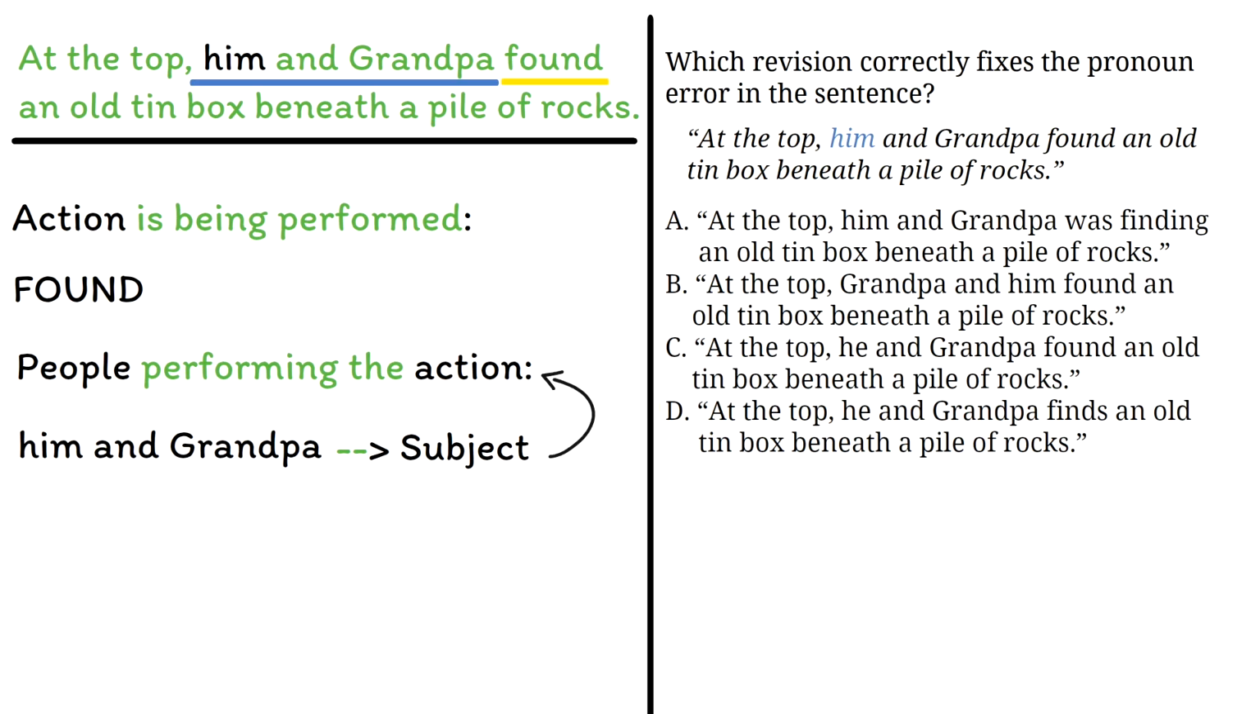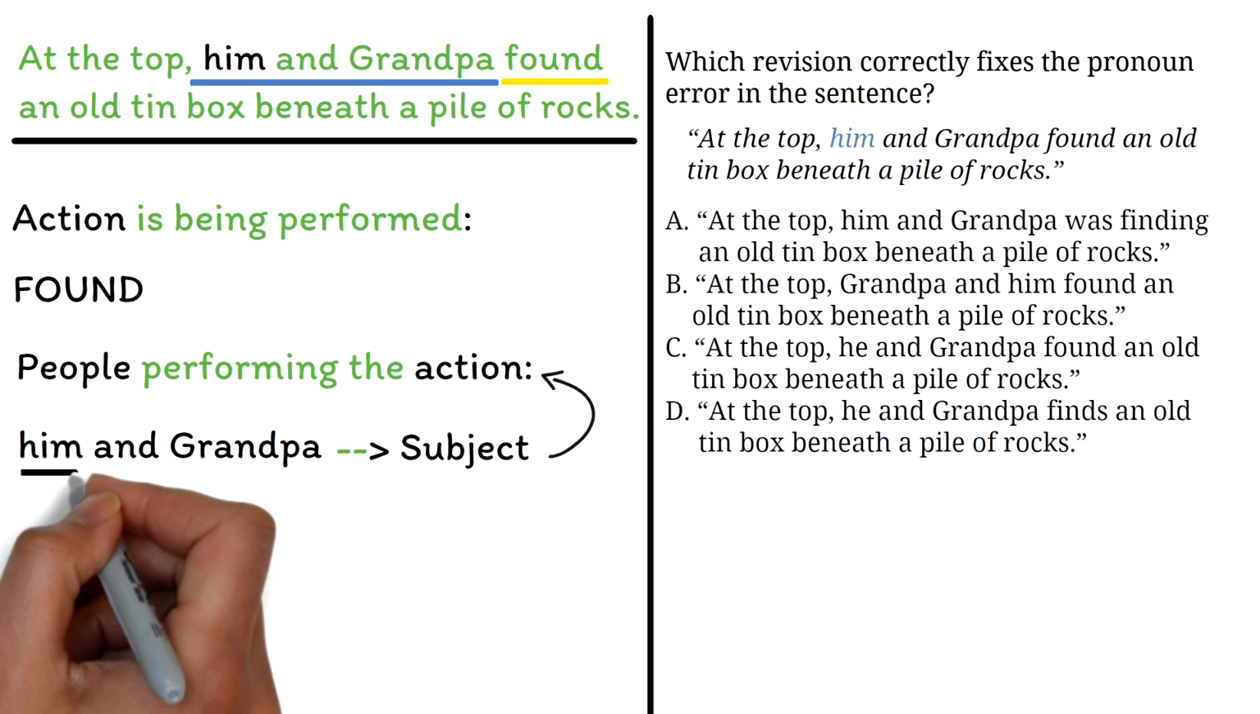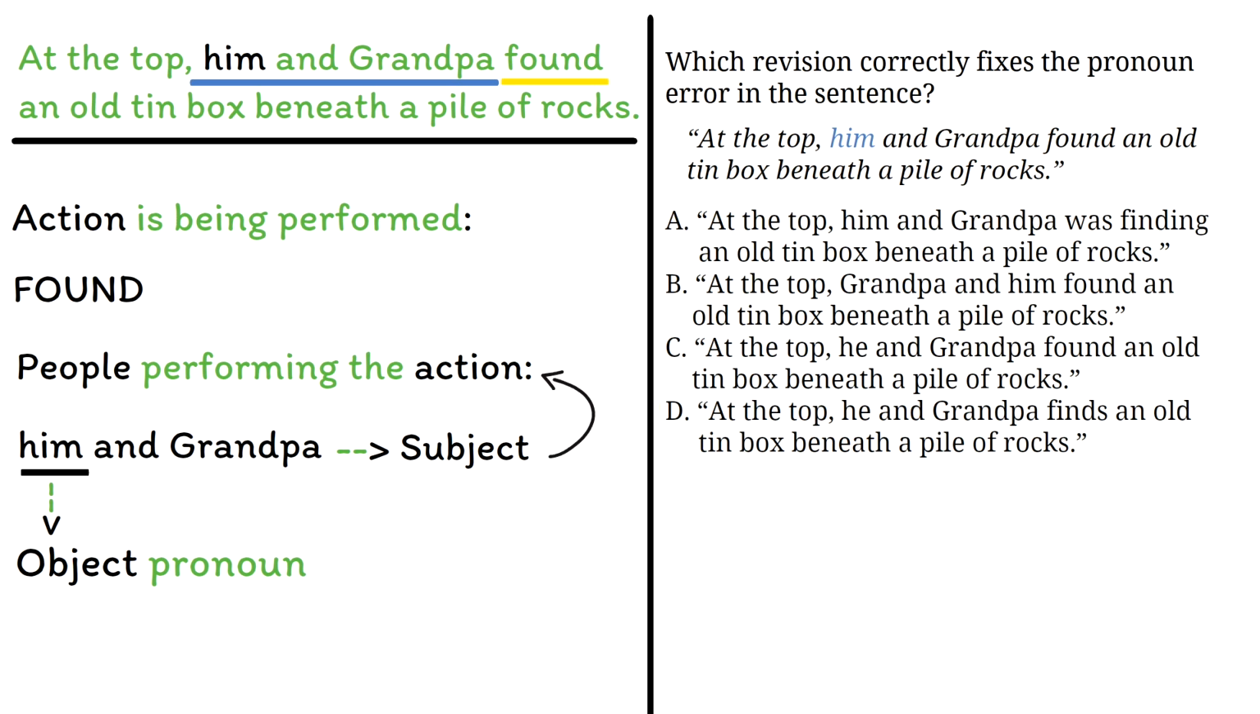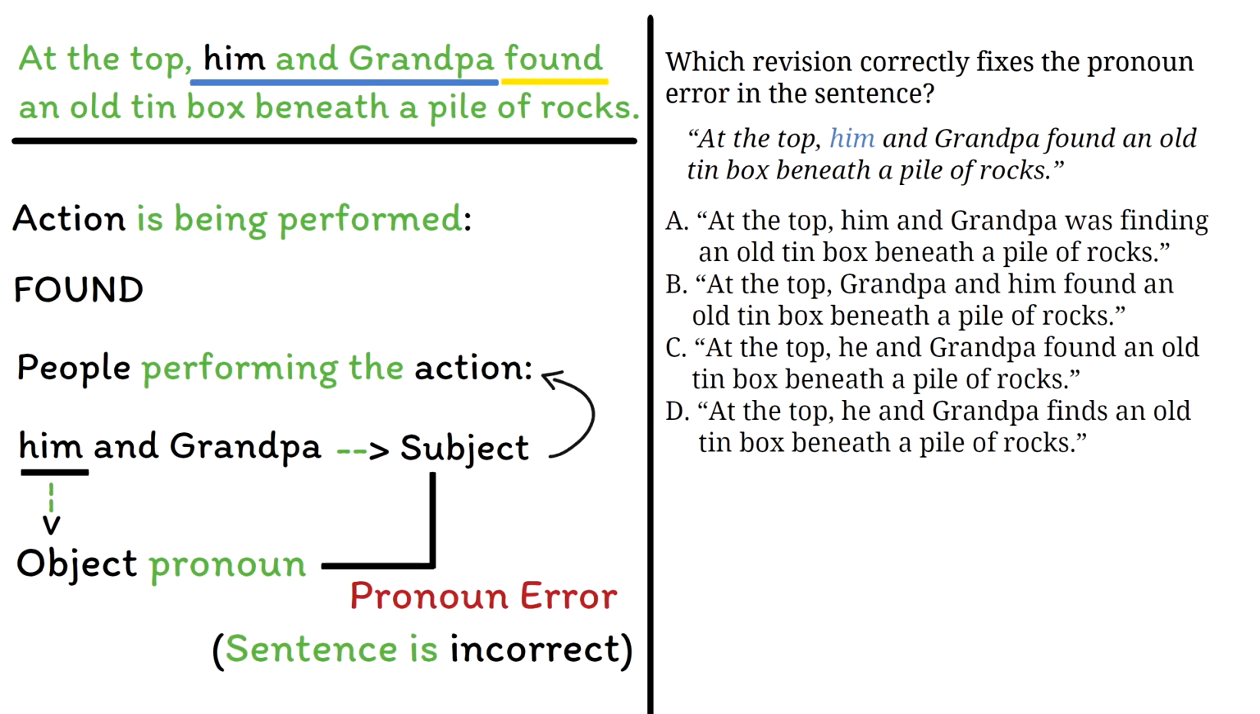However, there is a problem. The word him is an object pronoun, which is used for someone receiving an action, not doing it. And yet, in this sentence, him is being used as part of the subject. This is a pronoun error, and it makes the sentence incorrect.